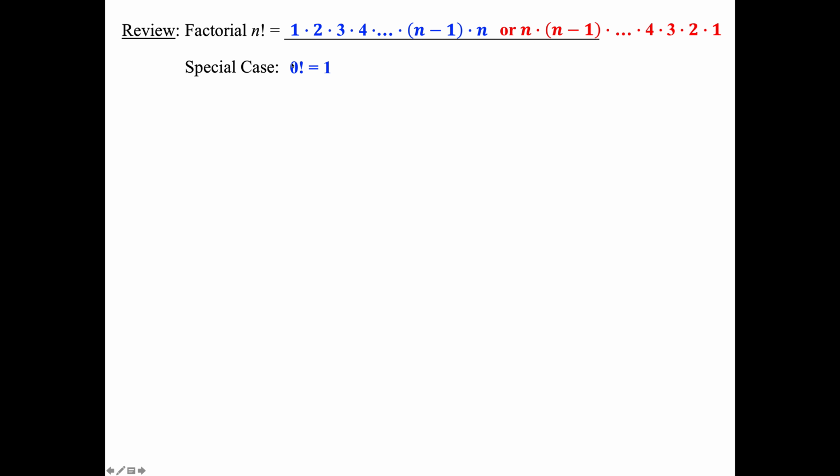Now, we have a special case. 0 factorial is a 1. Some people say 1 factorial is a special case too. But if I start at 1, I'm already done, so 1 is just 1.